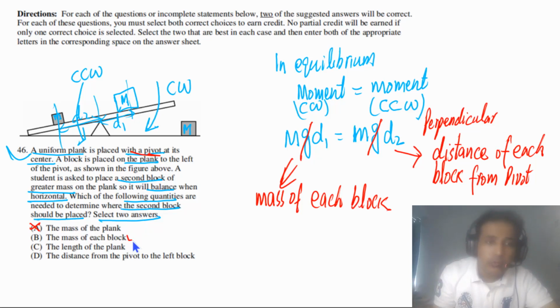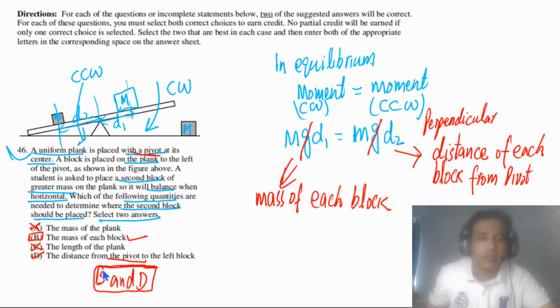The mass of each block we have to consider. Yes, this option is correct. The length of the plank doesn't matter, so this option is incorrect. The distance from the pivot to the left block, yes, we have to consider, so this one is correct. So the answer is B and D. Two options we have to choose from the given options, so the answer is B and D.